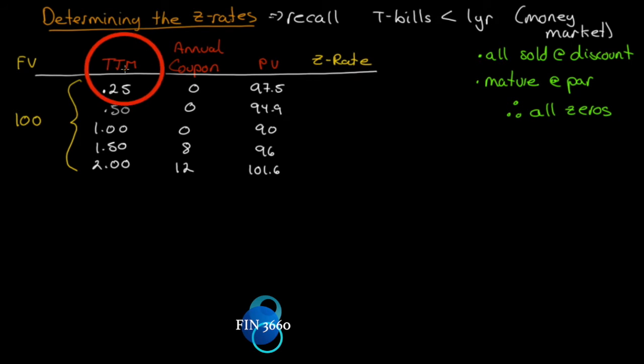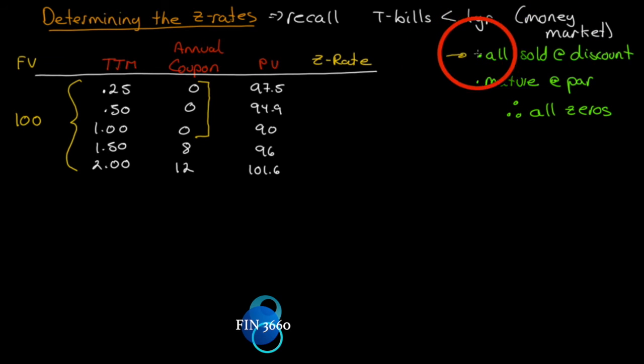So let's say that we have some rates that we've looked up. Here are the times to maturity: 3 months, 6 months, 1 year, 1.5 years, and 2 years. And we were able to find zero coupon bonds for the 3 month, the 6 month, and the 1 year, which we should be able to do because you will recall that a T-bill has a life of less than 1 year. It's a money market security.